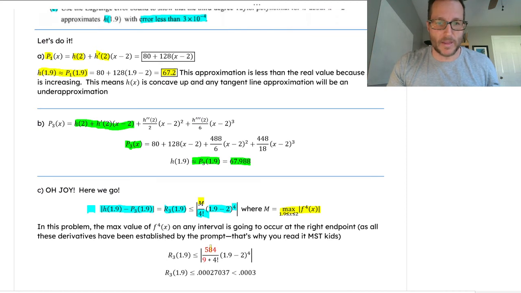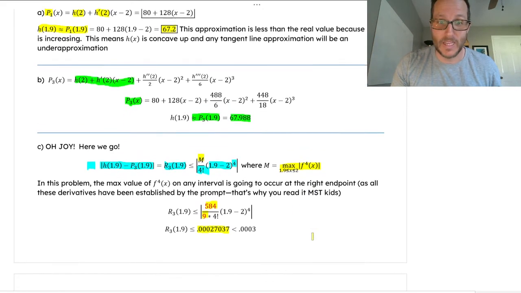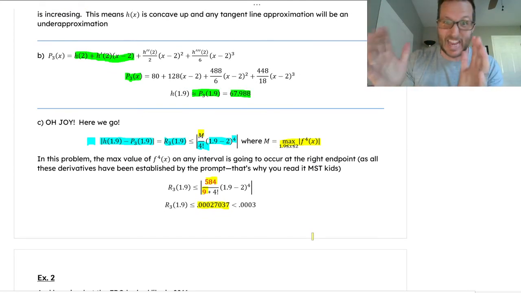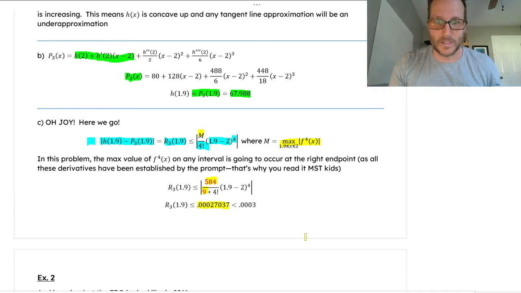Bam! Got it right there, 584 over 9. Sub that in. Now just in the calculator, you get this value, 0.00027037. Guess what? That's less than 3 times 10 to the negative fourth, or 0.0003. We did it. Hallelujah, we did it. I don't know what we did there, but we did it. We used the Lagrange error form to say that the error was less than 0.03 over 10,000.